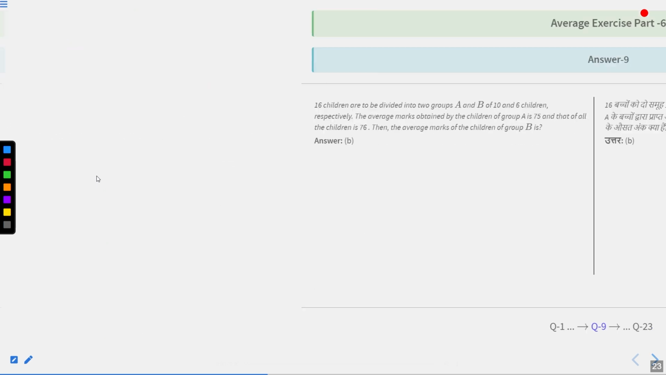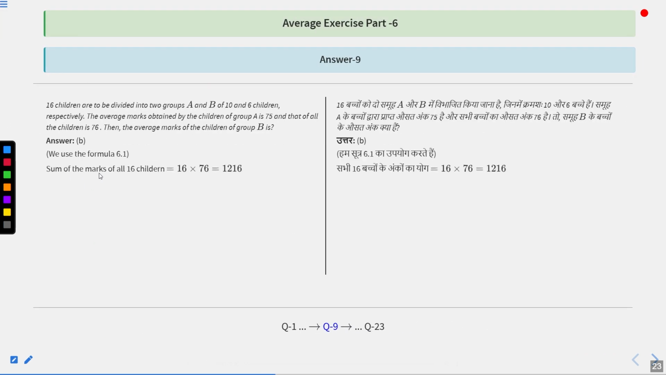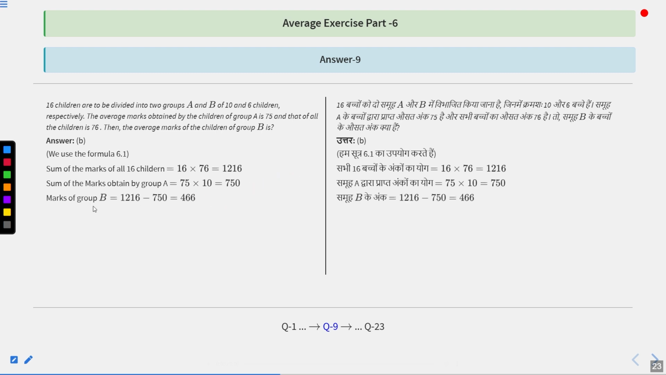Now time's up. Let's see the solution. We use formula 6.1. Sum of marks of all 16 children will become 16 into 76, which is 1216. It is also known that the average mark of group A is 75. So with 10 students, it will become 750. So what will be the marks of group B? 1216, which is total, minus 750, will become 466. So what will be the average marks of group B? Divided by 6, it will become 77 and 2 by 3. Clear? B is the correct answer.